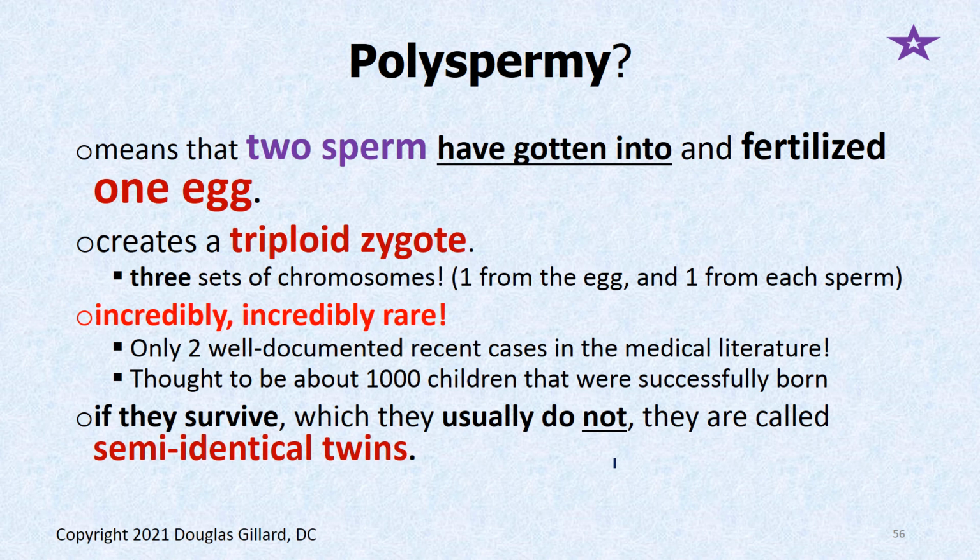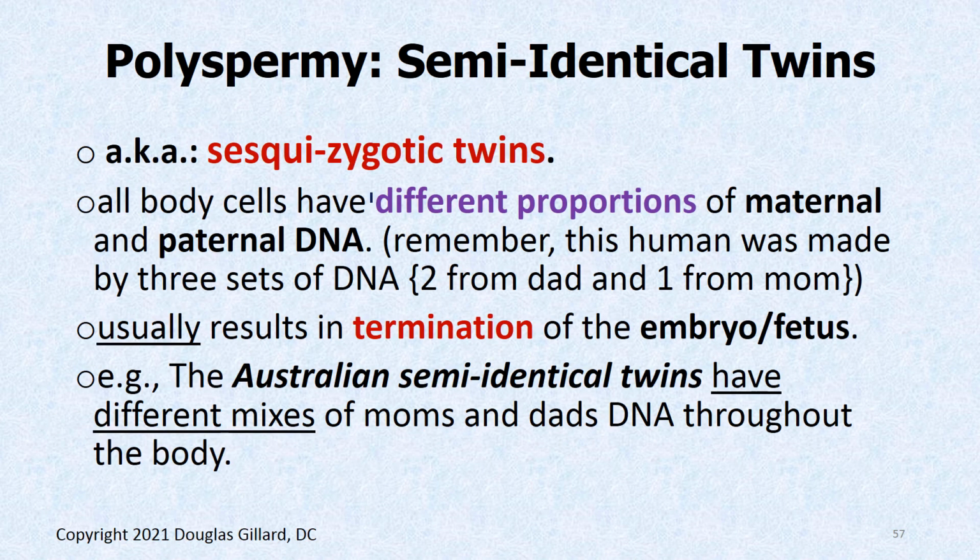If they do survive, they're called semi-identical twins or sesqui-identical twins, which is on slide 56. That's a good AKA, sesqui. That's what I would use if I was writing a board question, because you'd have to know that if I say semi-identical, you'll know what it is. But sesqui-identical, sesqui-zygotic twins, sesqui-zygotic twins is the good AKA here.